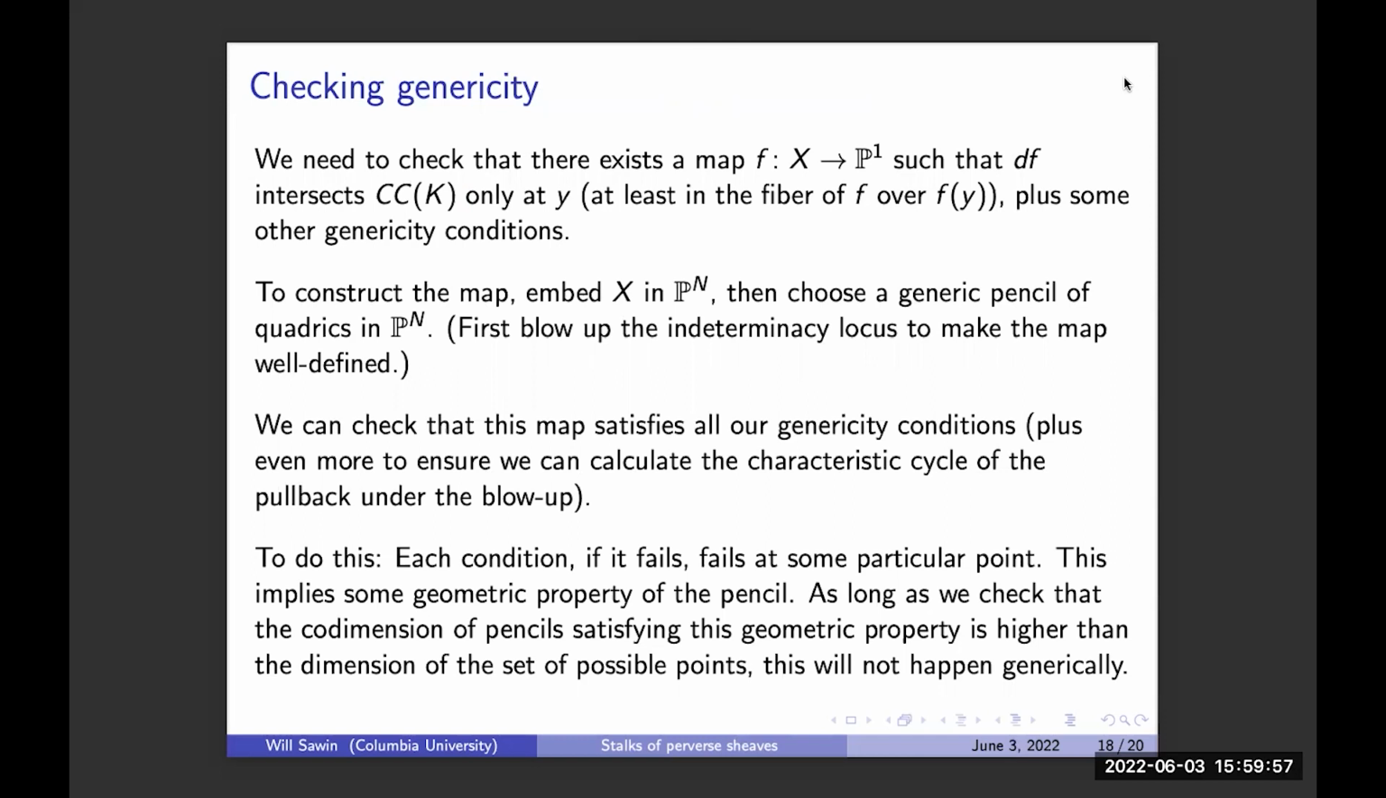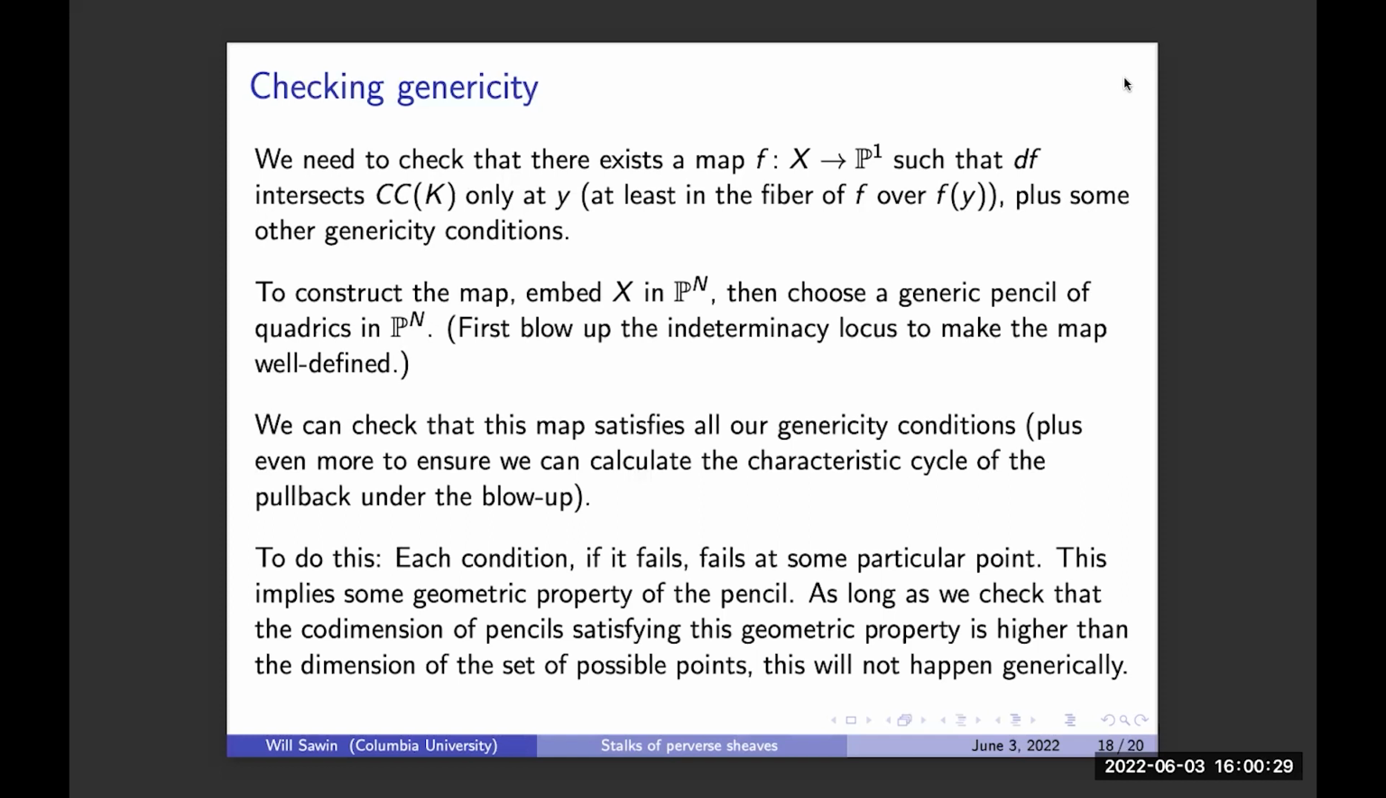And in the characteristic zero argument, you would use a generic analytic function to do this. You would work locally, and you would choose a general complex analytic map. We're working in characteristic p, so we only have access to algebraic maps. And so it turns out it suffices to choose a pencil of quadrics for the map. So basically a map of degree 2. So we embed X in projective space, and we'll choose a generic pencil of quadrics. That gives a map not out of X, but some blow up of X. And so we had to deal with that.